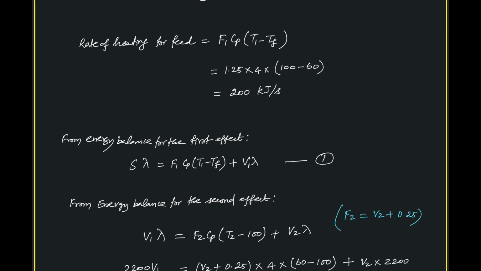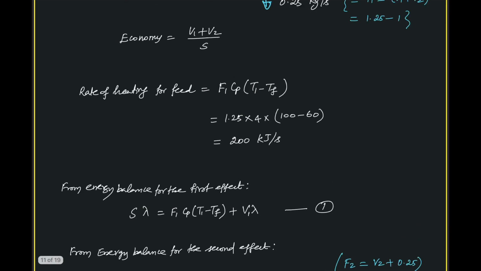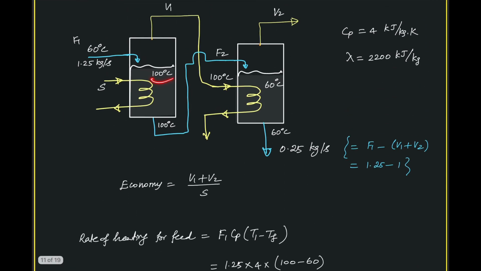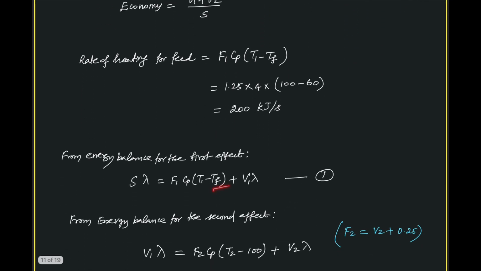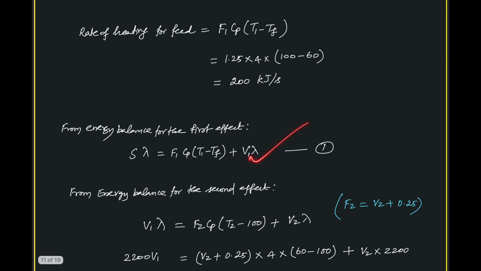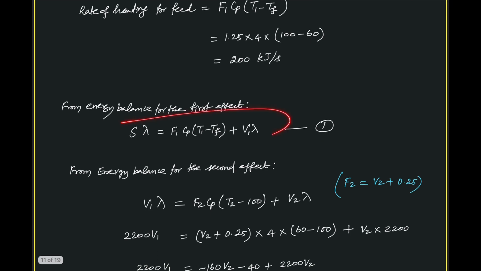So for the first effect, what are all known to us? This T1 is already available, which is the boiling point of the first effect, and TF is known, and V1 is not known directly. We know only V1 plus V2. F1 is already available. Since we know only V1 plus V2, using this equation we cannot do anything.